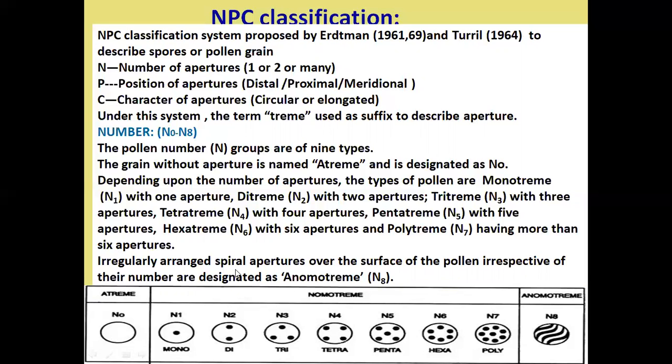The irregularly arranged spiral apertures over the surface of the pollen grain, irrespective of their number, are designated as anemotrimy. Anemotrimy means the spiral apertures over the surface of pollen, irrespective of their number. Such a type is called anemotrimy. So whenever you explain about the NPC classification, you must draw this pictorial representation.